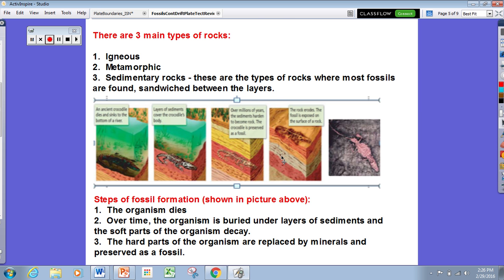And then this picture shows a couple of other steps where eventually the rock erodes, it's washed away, and maybe the fossil is exposed on the surface of the rock, and that's how it would be discovered by a paleontologist.